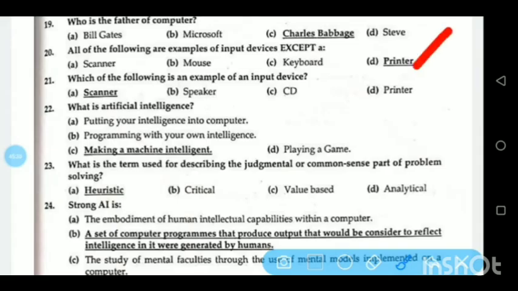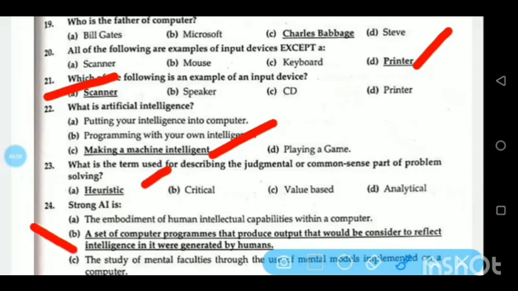All of the following are examples of input devices except a printer. Which of the following is example of an input device? Scanner. What is artificial intelligence? Making a machine intelligent. What is the term used for describing the judgmental or common sense part of problem solving? Heuristic.